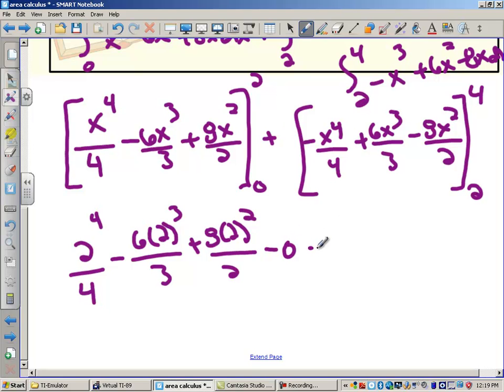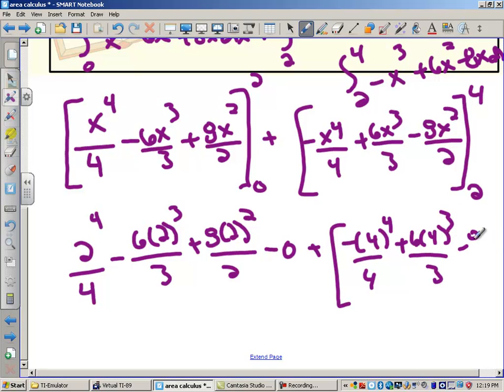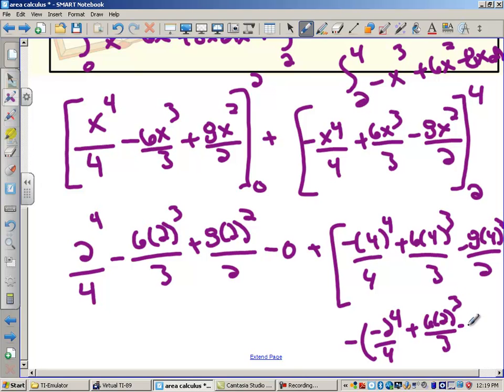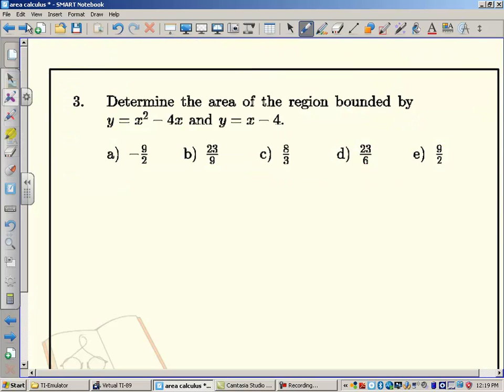Then we're going to do this integral. So this would be 4 to the 4th over 4 plus 6 times 4 cubed over 3 minus 8 times 4 squared over 2. This will matter. Now we have to subtract. Then we plug in a 2. Negative 2 to the 4th over 4 plus 6 times 2 cubed over 3 minus 8 times 2 squared over 2. So you would have to do all of this math, and again, I'm not going to crunch those numbers right now. So there was an example of one where we had to do 2 separate integrals.